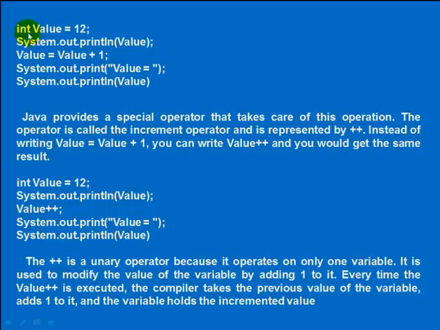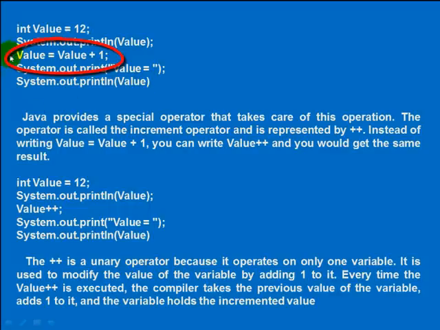Let us take an example. We have a variable, the name of the variable is value and it is of data type integer, so we are assigning 12 to it. If you want to add 1 to it, we have a statement for that, value equals value plus 1. So the current value is 12, 12 plus 1 will be 13, and 13 is assigned to the value variable. So the value variable will hold 13. If we print that, the value 13 will be printed.